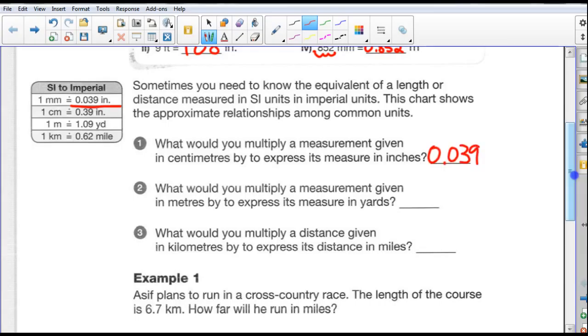So if you're given a measurement in centimeters, okay, so I read the chart wrong. We want to go from centimeters, so we multiply it by 0.39. Okay, what would you multiply a measurement given in meters to express its measure in yards? Well, meters to yards. Right here, we multiply whatever meters we're given by 1.09, and that will give us the equivalent measurement in yards. Number 3, what would you multiply a distance given in kilometers by to express its distance in miles? So if we're given a distance in kilometers, we multiply it by 0.62, and that will give us the equivalent measurement in miles.